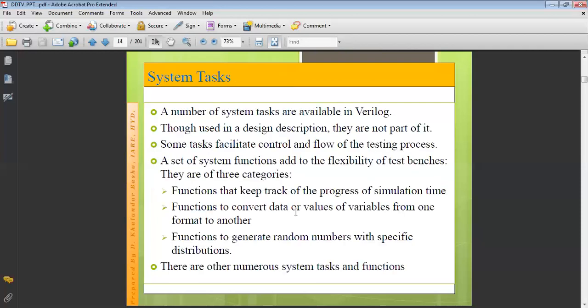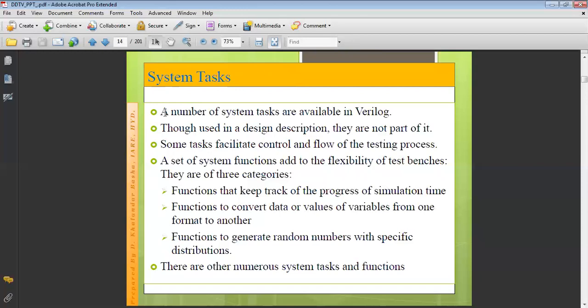Okay, and next I'll talk about system tasks. What are the different types of system tasks here? $display is one of the system tasks here. By using this system task, we can perform some specified operations here. So in our Verilog language, there are many system tasks available here.